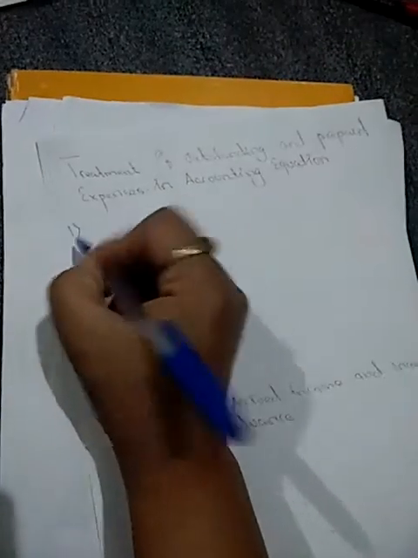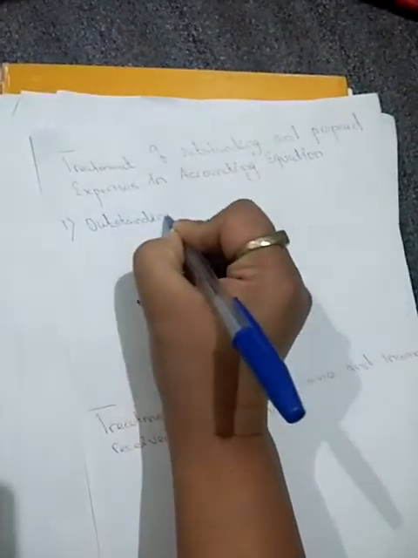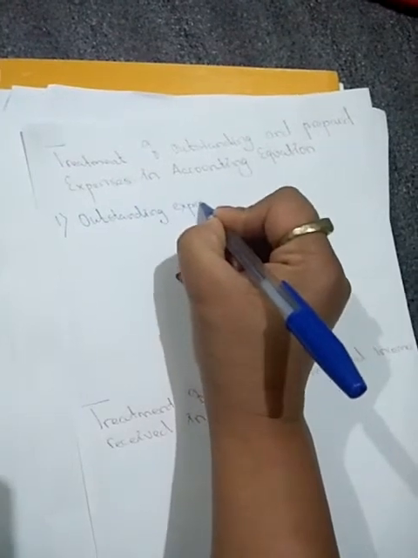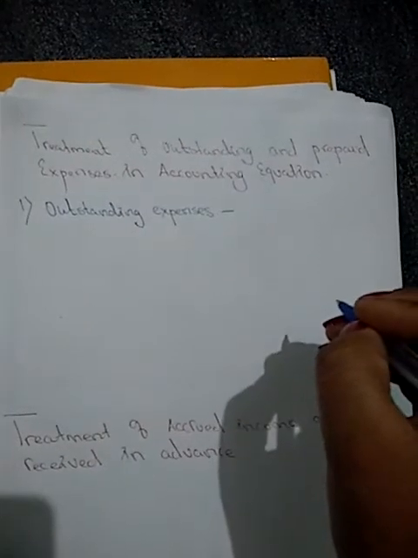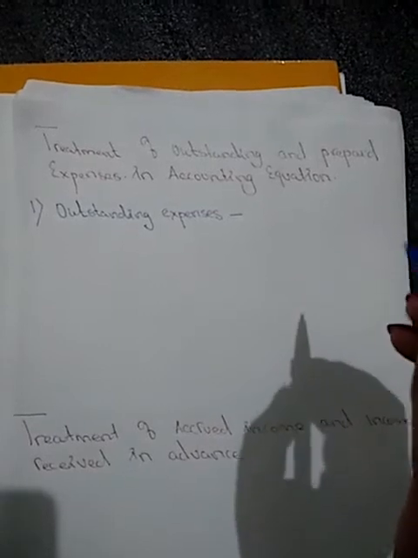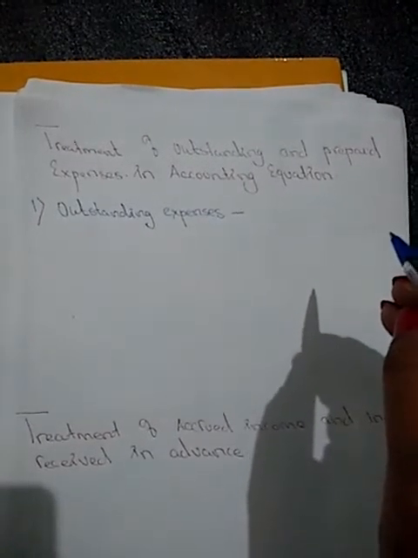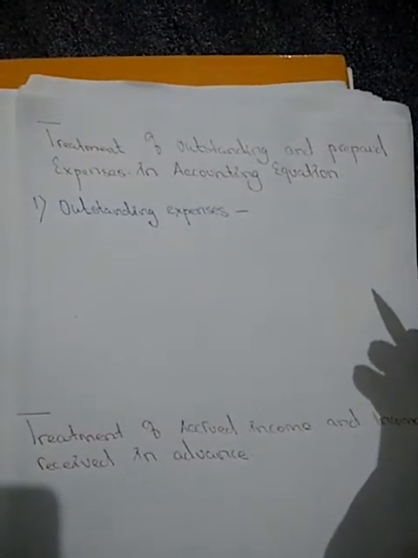Now, number one, we'll just see outstanding expenses. What is outstanding expenses? Expenses which are due or unpaid, that is outstanding expenses. For an example, this month you did not pay rent. Now your rent has become due, no? So it is outstanding rent. For an example, in the business, you don't pay staff salary and then it becomes due. So that is your outstanding salary.